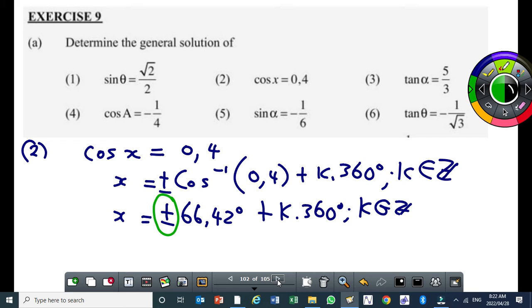So if you look at these two angles here, positive 66.42 is in the first quadrant. Am I right? And in which quadrant is minus 66.42? Fourth. So we have two general solutions to cater for the quadrants.